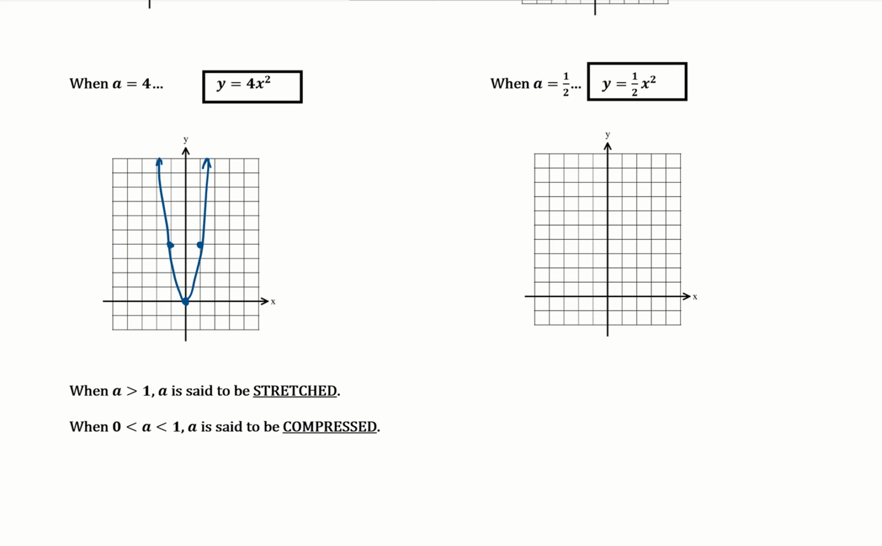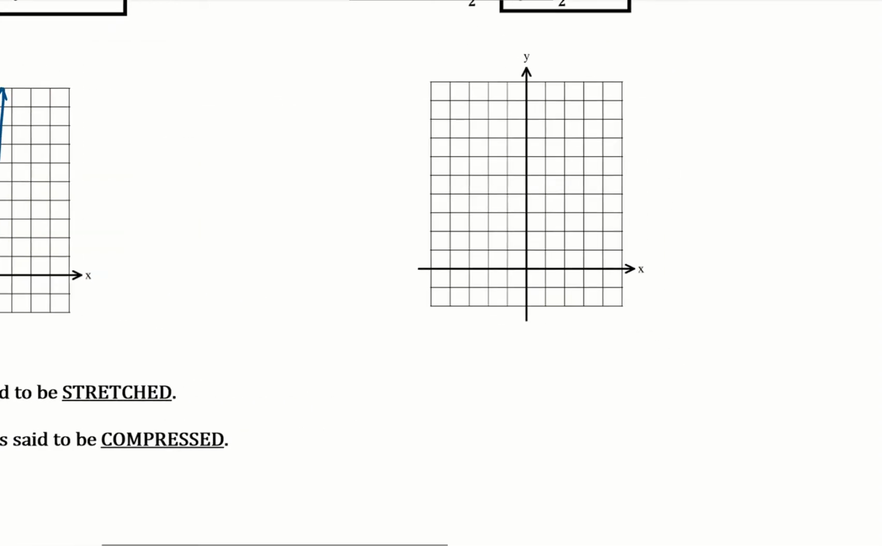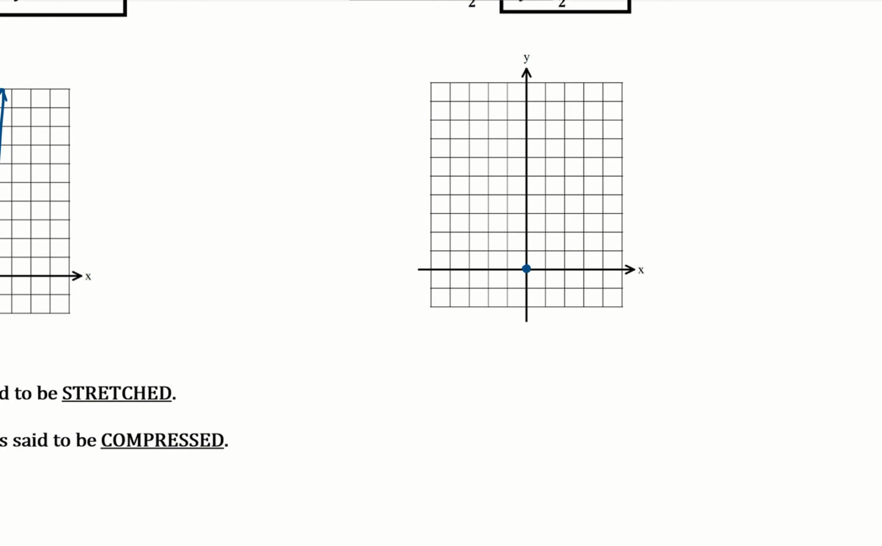All right, so a greater than 1 is going to be a stretch. If a is a number between 0 and 1, like 1/2, it's compressed. And essentially what that means is you still have the vertex at 0, 0. When we go over 1 to the right, we're going to go up half of 1, which is 1/2. And we do that in both directions. If we go over 2 to the right, we go up half of 4, which is 2 in both directions. And the graph would look something like this.